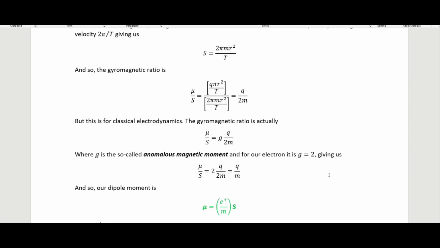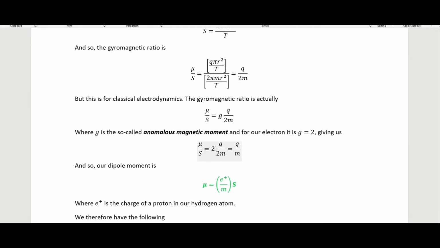You may have heard of this g minus 2 factor, and it's something physicists are very proud of being able to measure to such a high degree of accuracy, because it's actually not exactly 2. It's 2.002 something. But you can look that up. We will just think about it as being essentially 2 for now. So mu over S is equal to 2 times q over 2m, so it's just q over m.